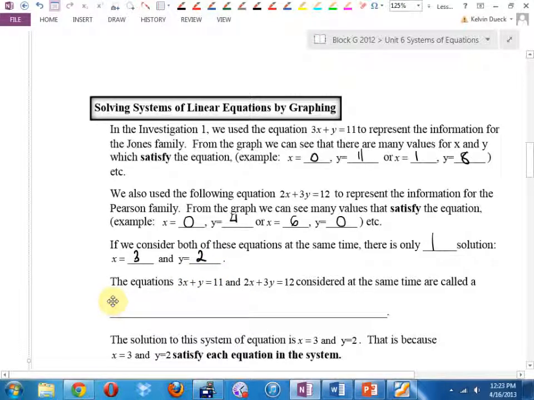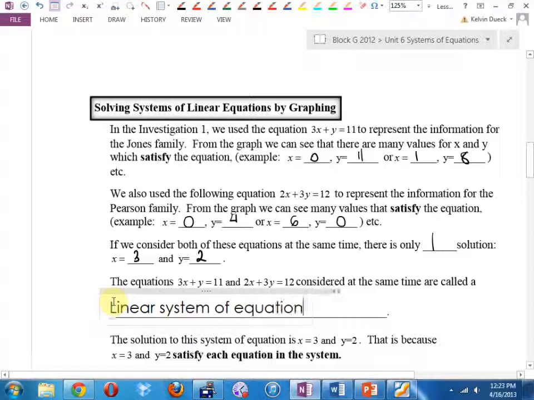Those two equations, considered at the same time, are called a linear system of equations. A system of equations is when you have more than one variable and more than one equation. A linear system of equations is when each equation, when you graph it, turns out to be what? A line. Next year, you will learn nonlinear systems in Math 11. You'll find how to find out where two curves cross, or where one curve and one line cross.